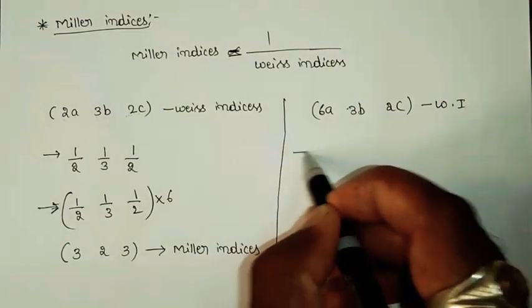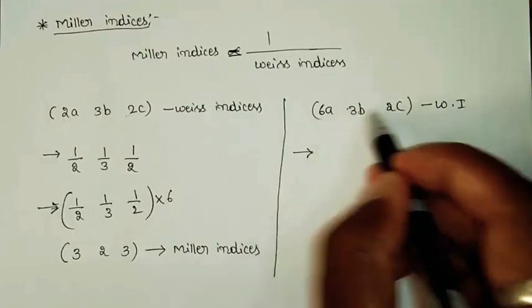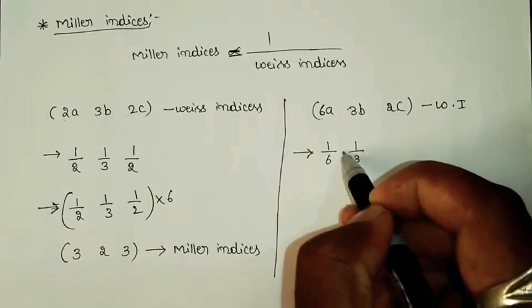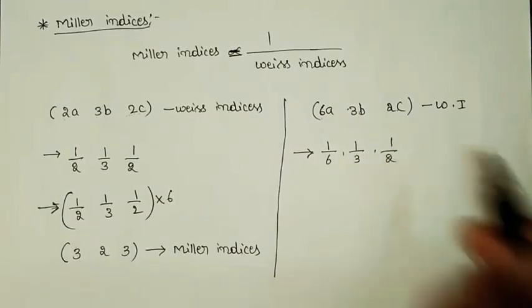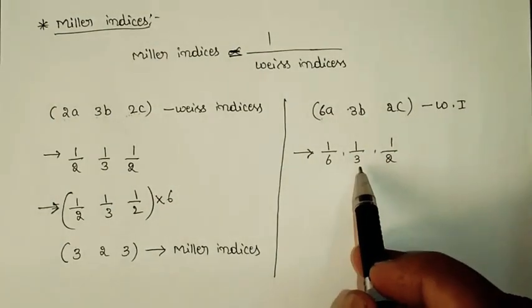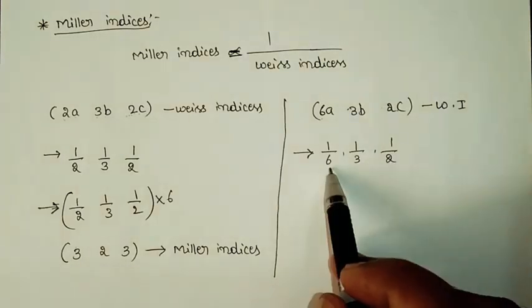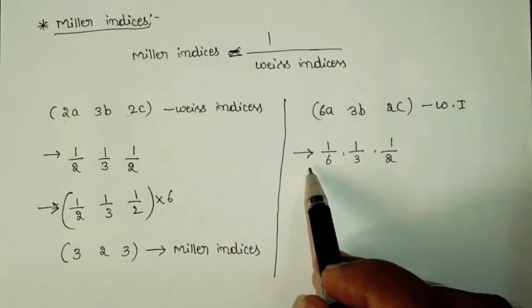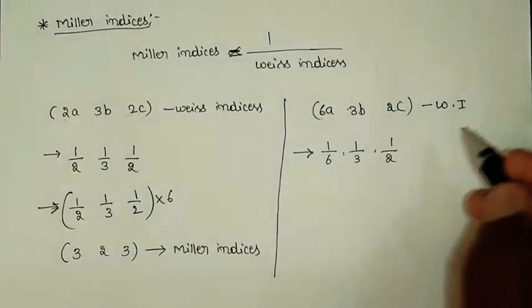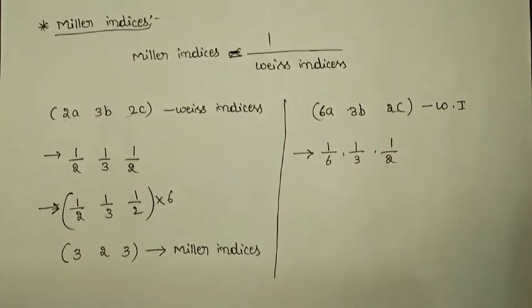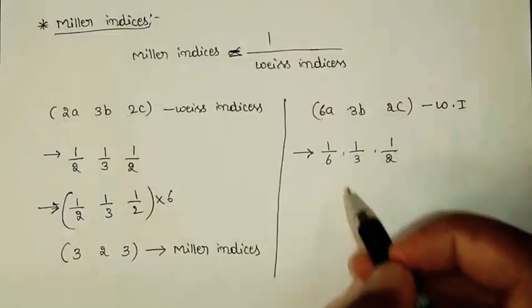So what are we supposed to do? First we need to take the reciprocals of the coefficients, that is 1 by 6, 1 by 3 and 1 by 2. And we need to take the LCM. For this, the LCM is 6.